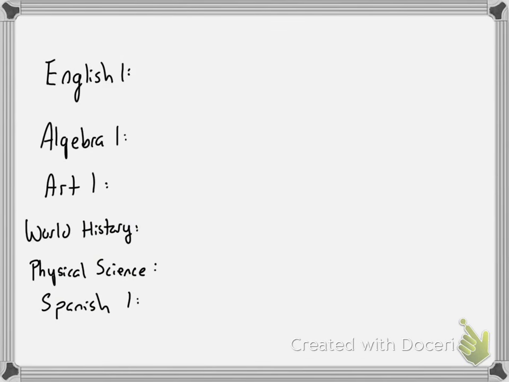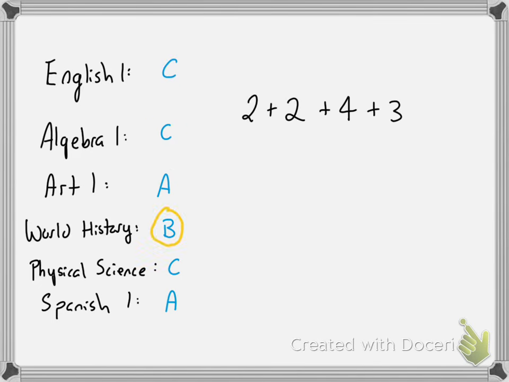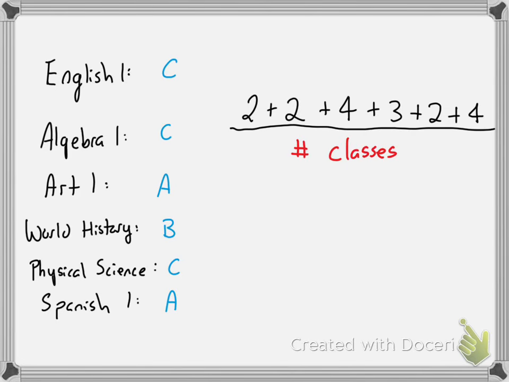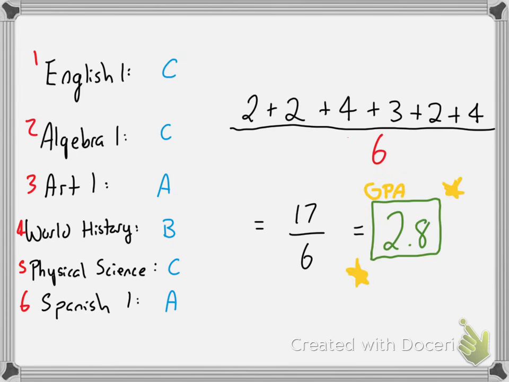So let's say I'm a freshman at South High School, and these are the classes that I'm taking my freshman year. And at the end of that year, these are the grades that I've earned. If I wanted to figure out what my GPA was, I would add 2 points for a C, plus another 2, plus 4 for an A, 3 for a B, 2 for a C, and 4 for another A. And then I'm going to divide by the number of classes that I took, which here is 6. So when I add everything on top, I get 17, and 17 divided by 6 would give me 2.8.